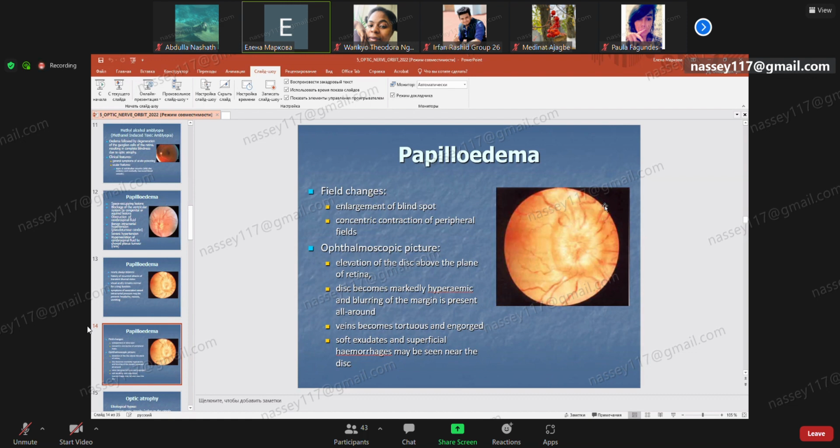Look here. Soft exudates and superficial hemorrhages may be seen near the disc. So we can see little hemorrhages. Papilledema should be differentiated from pseudopapilledema in hypermetropia and papillitis.